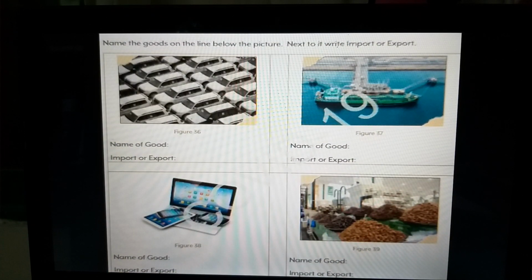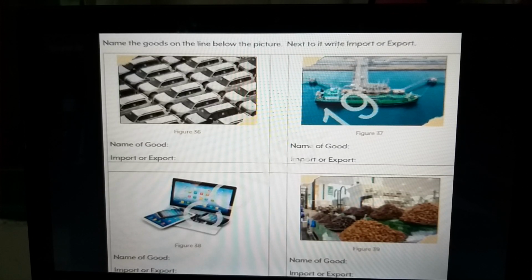Okay, let's test your understanding about this based on what we have discussed earlier. So let's answer Activity 3 of your book, Test Your Understanding, page 44. Okay, let's have figure 36. What is the name of the good? Yes, cars. Is it import or export? Yes, import. Good job. Next, figure 37.